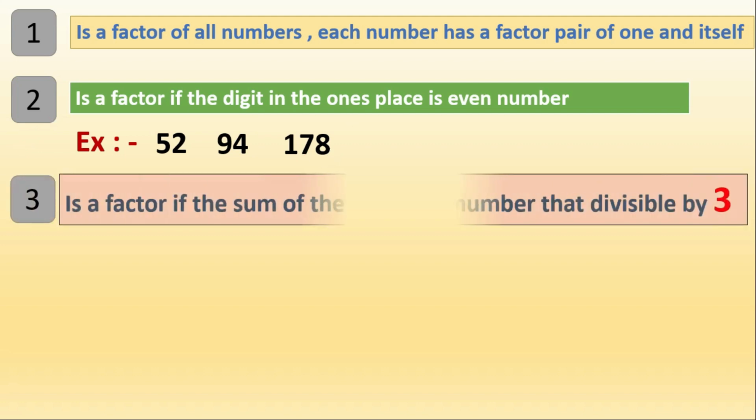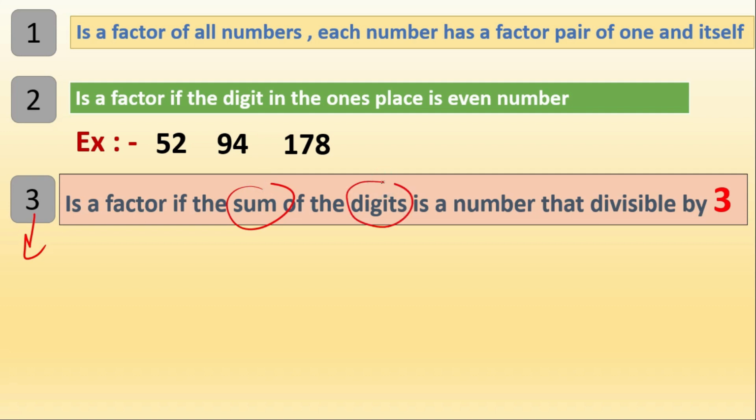The third one, number 3. Okay, 3 is a factor if the sum of the digits is a number that is divisible by 3. What does it mean? It means that number 3 is a factor if the sum of digits is divisible by 3.